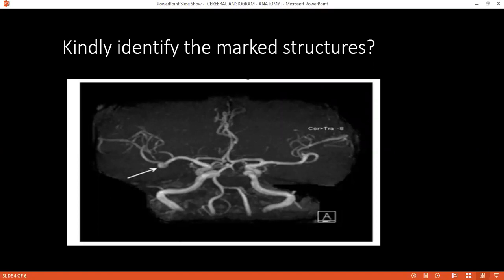Can you please tell me the branch which is given off by the internal carotid artery before it gives off the branches ACA and MCA, as it enters the skull? What is the name of the branch which it gives out? Madam, your voice is interrupted, but it is the ophthalmic artery. Yes, the ophthalmic artery.